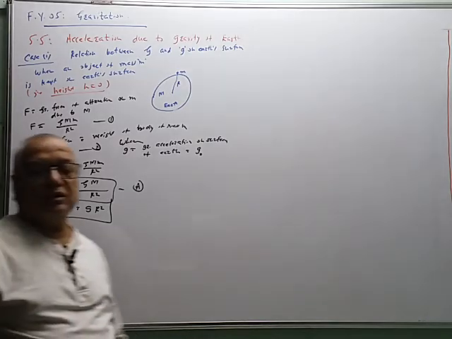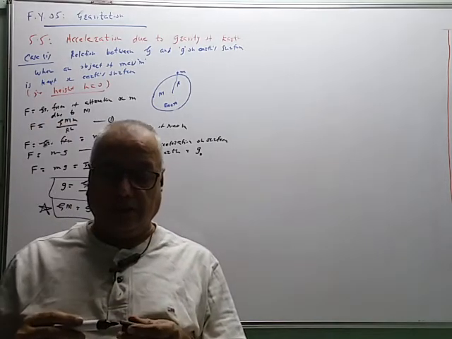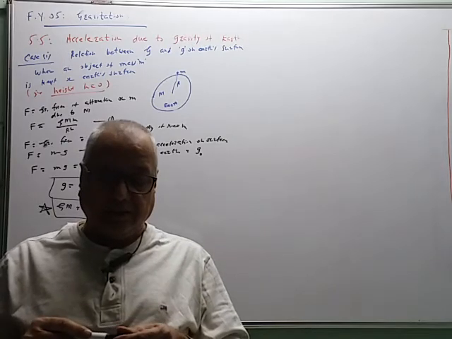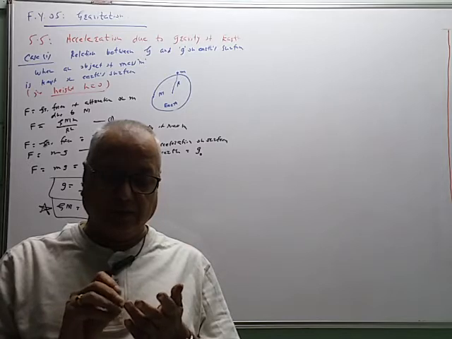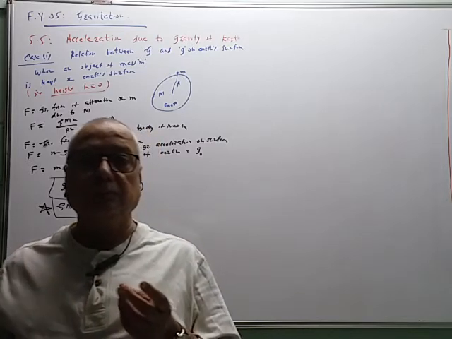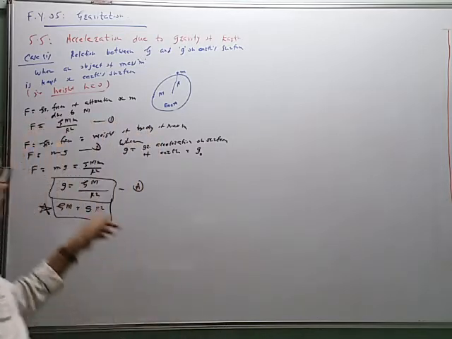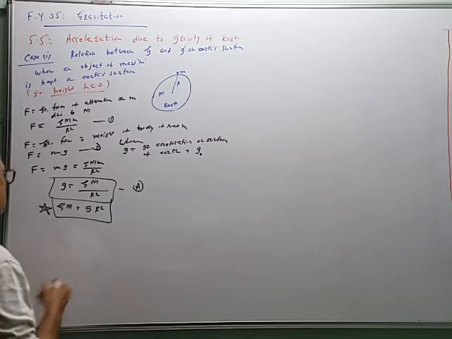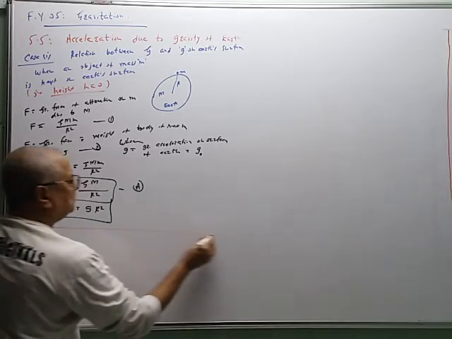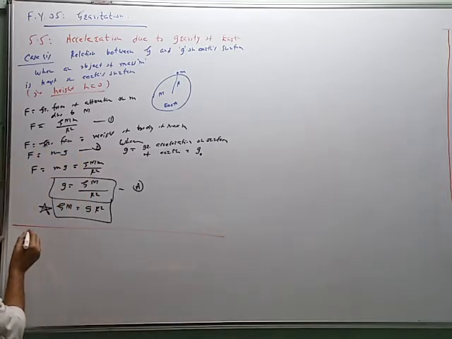G is a universal constant and small g is the gravitational acceleration due to the Earth on its surface, like this. So this is one relationship. Now the second case is like this. When the object is not on the surface of the Earth, but it is kept at height h from the surface of the Earth. So that is the second case.